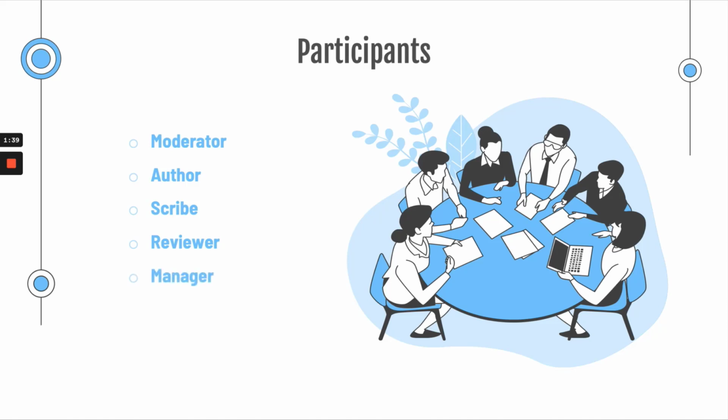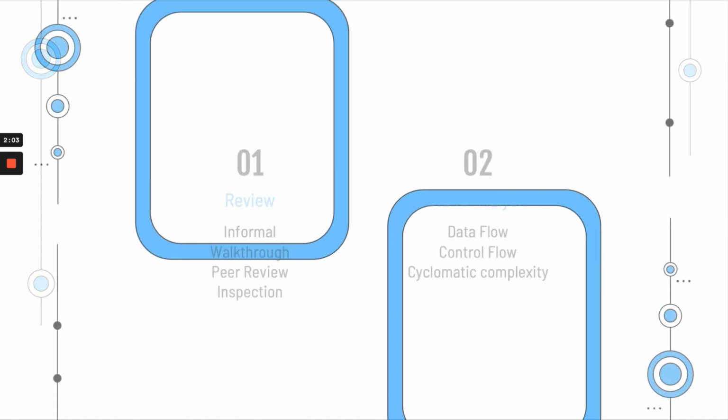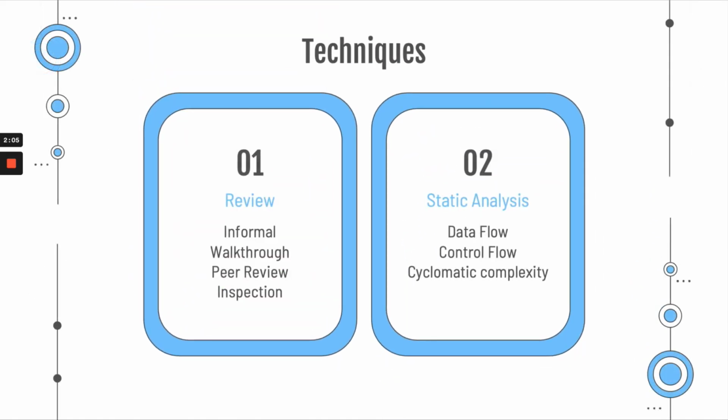Last but not least is the manager. This person will decide on the execution of reviews. He will allocate time in project schedules and determine whether review process objectives have been met. Okay, so that's all for the participants. Next, we will talk about the techniques.